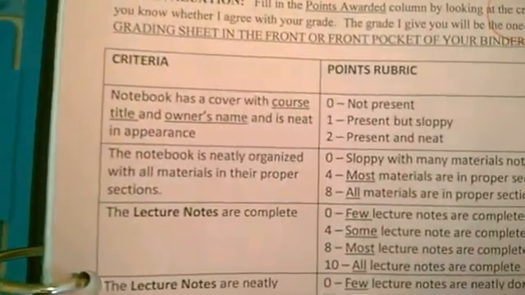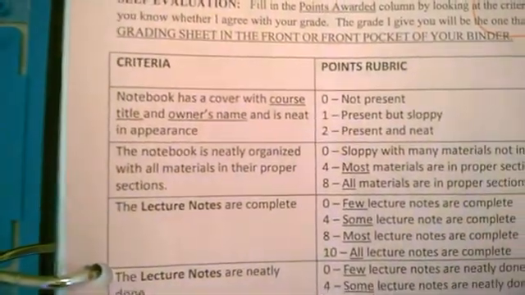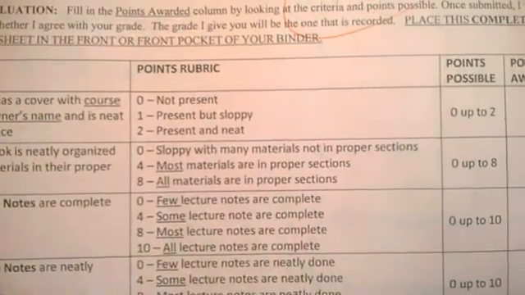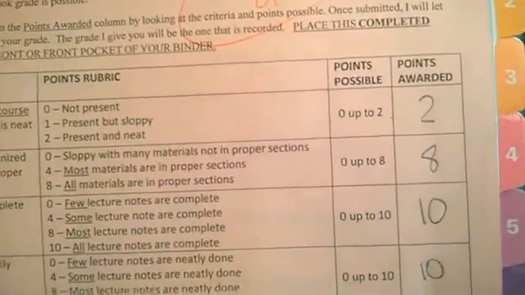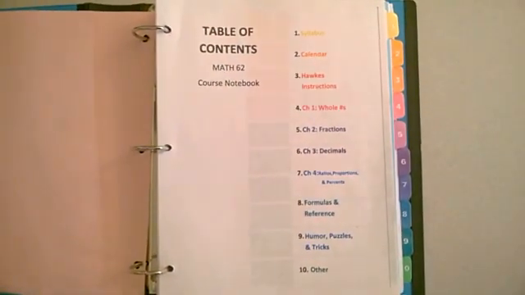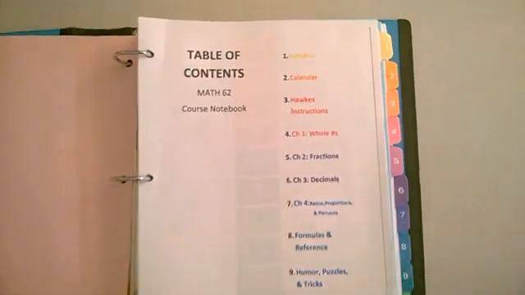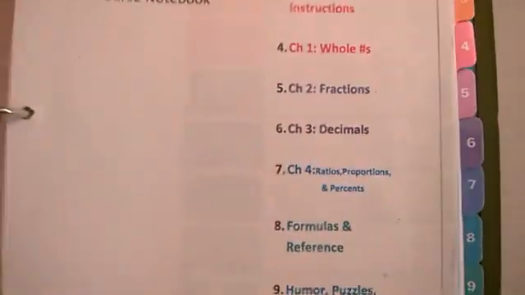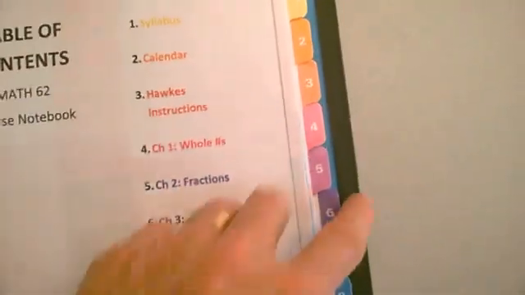The next category says, is the notebook neatly organized with all materials in the proper sections? You can give yourself anywhere from 0 to 8 points, and there's the rubric there. This student gave herself 8 points. And I would agree. If I look through this, here's the table of contents that I provide for you, and I also provide all these tabs, so it's a matter of you just putting everything in the right section. So for example, if I open up section 2, I should see the student's course calendar, and sure enough, there it is. If I open up section 6, I should see our course notes on decimals, and sure enough, there it is.